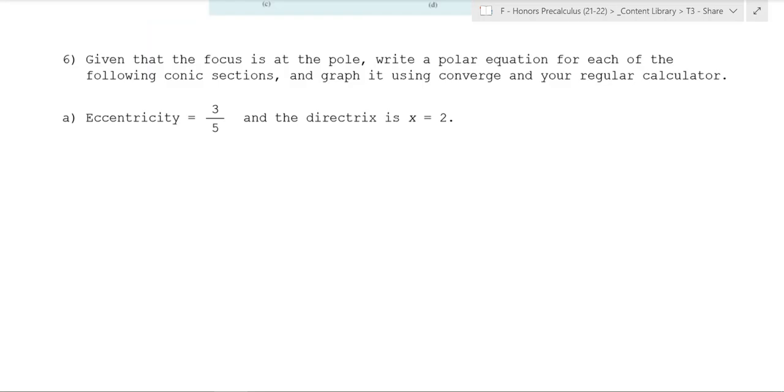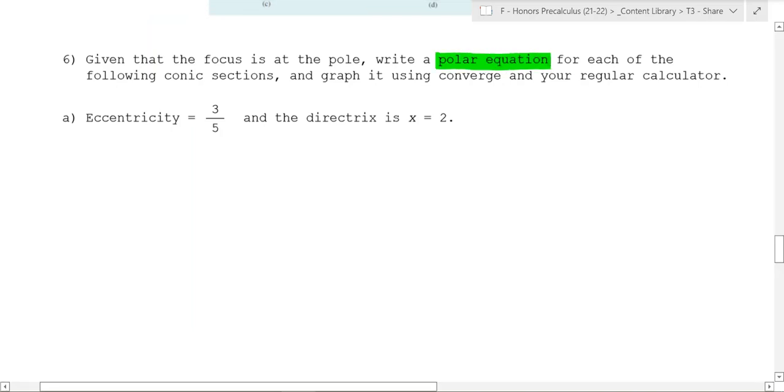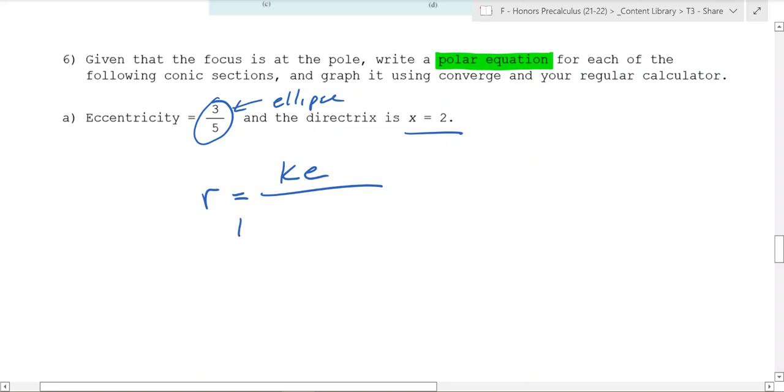So how do we write an equation given a focus is at the pole? We're going to write a polar equation here, so it's r, theta. The key here is that this eccentricity is 3/5. That tells us that, because it's less than 1, this is going to be an ellipse, and its directrix is x equals 2. So we know the equation already is ek over 1 plus e cosine theta.